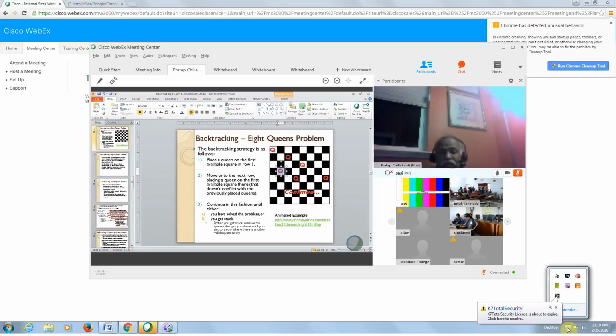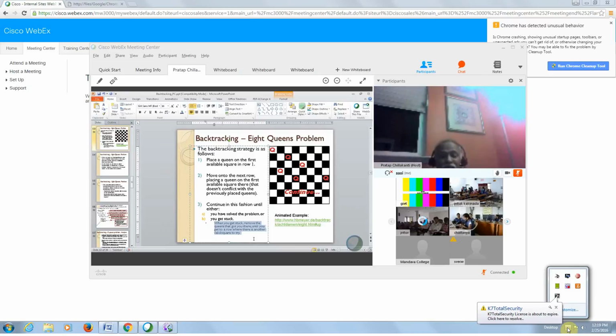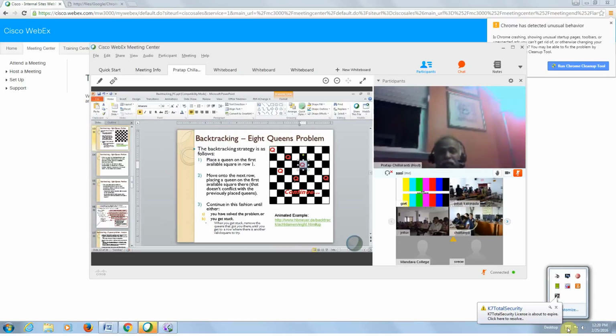So when you get stuck, remove the queens that got you there until you get to a row where there is another valid square to try. This is very important. When you get stuck, remove the queens that got you there until you get to a row where there is another valid square to try. That means you are shuffling the deck here. You place something here, but whenever you're stuck, you go back.